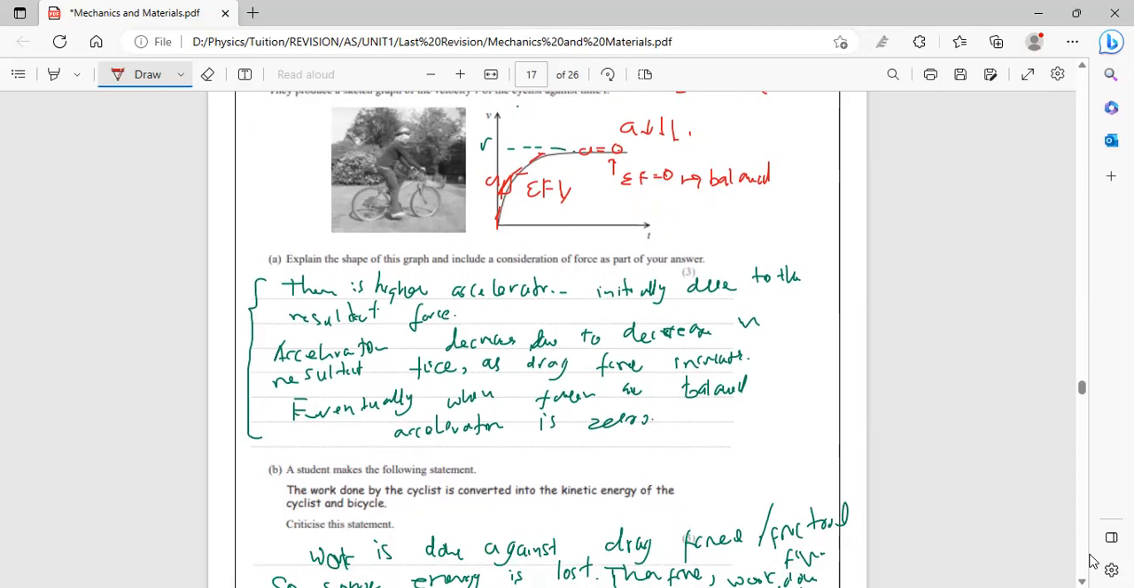Part B, the student makes the following statement. The work done by the cyclist is converted into kinetic energy of the cyclist and bicycle. Criticize this statement.